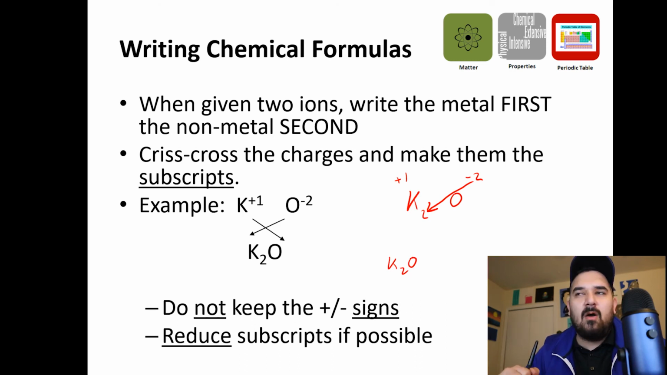So that's how we write out the chemical formulas. And it says do not keep the plus or minus signs, so if it's neutral, you don't need the signs. Signs go away. And reduce the subscripts if possible.